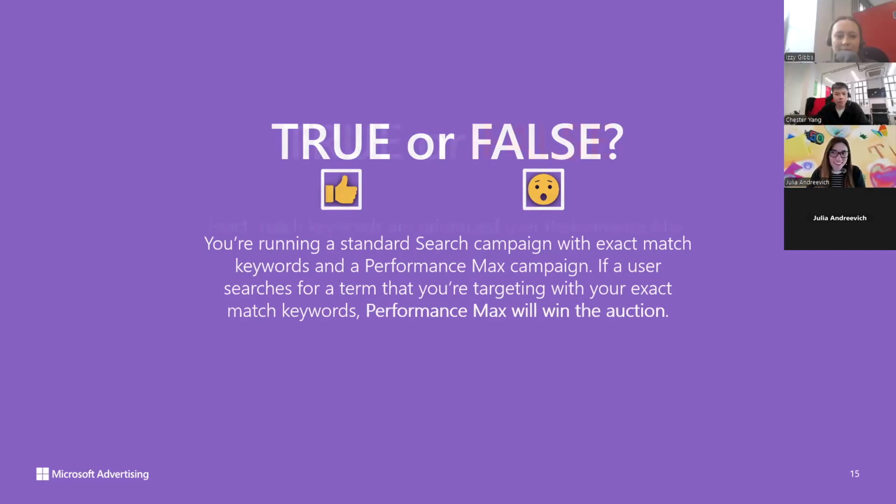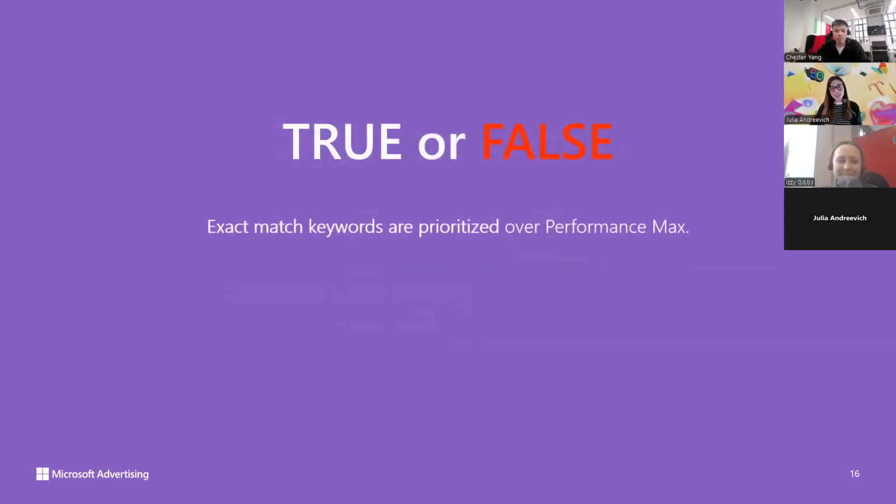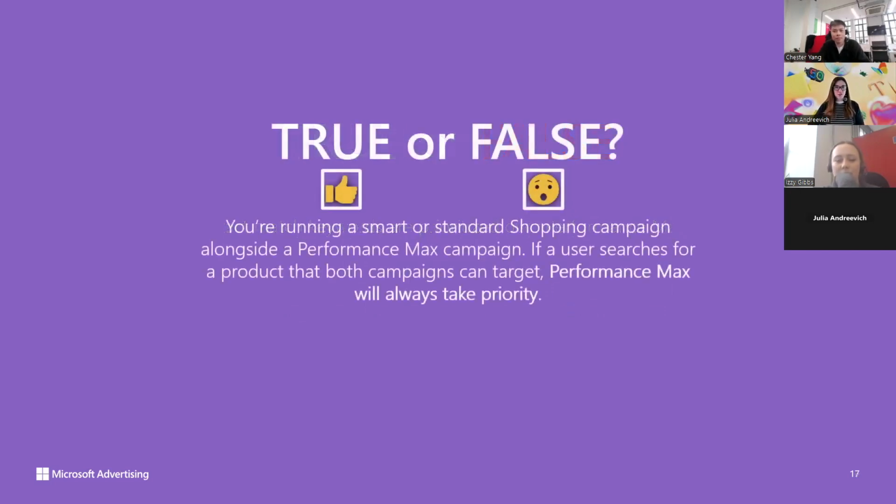Okay, I hope everyone believes this is false because, as we mentioned, exact match keywords are always prioritized over Performance Max. And the next scenario is very similar, and it's the last question, I promise. You are running a smart or standard shopping campaign and a Performance Max campaign. If I am a user and I search for a product that both campaigns can target, Performance Max will always take priority. Is it true? Can you raise your hand? Okay, and do you think this is false?